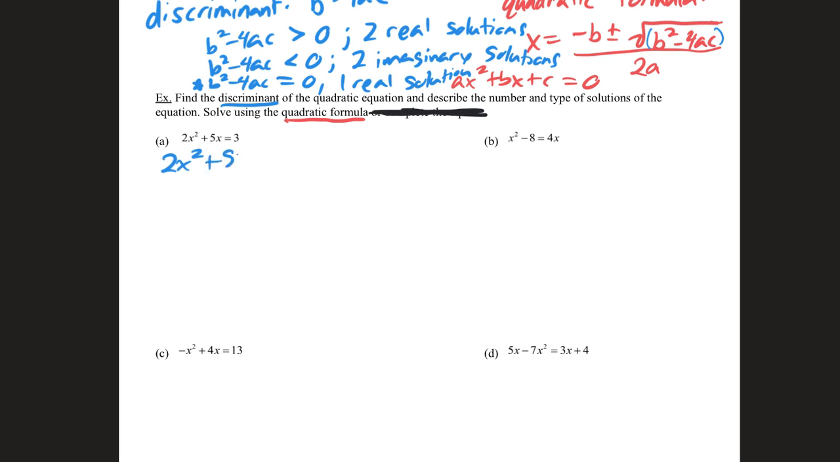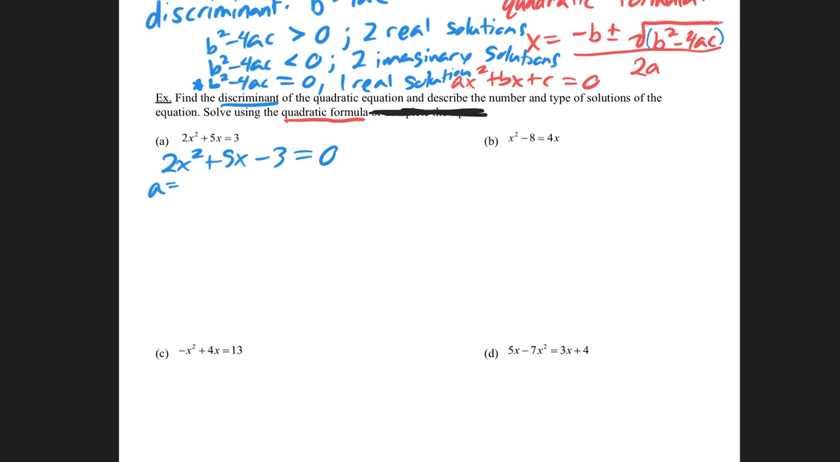2x squared plus 5x minus 3 equals 0. It doesn't really matter if you put everything on the left side or the right side. The suggestion is to make your x squared term be positive. So if the x squared is positive where it's at, leave it where it's at. If the x squared is negative, move everything to the other side. All right. So I'm going to get this equal to 0, and then I'm going to find the discriminant.